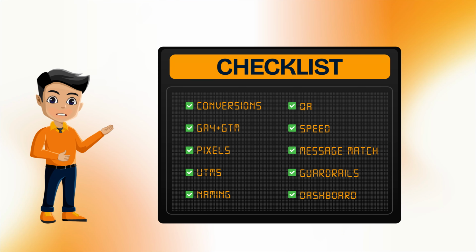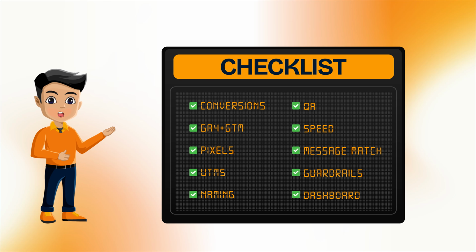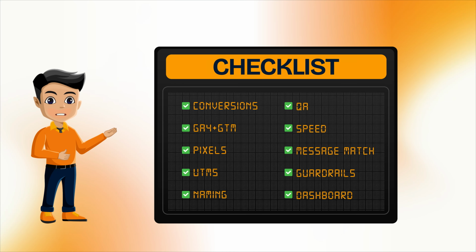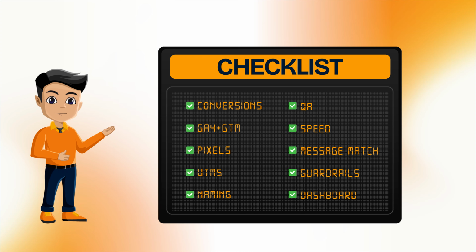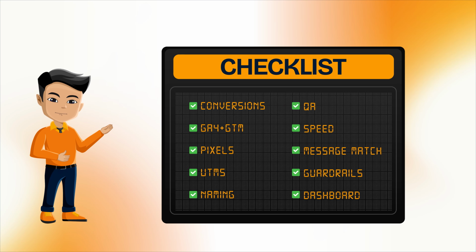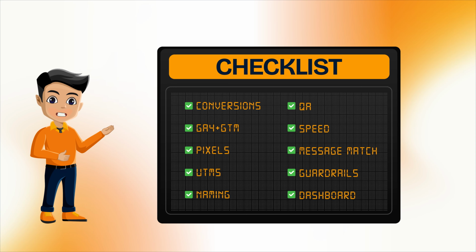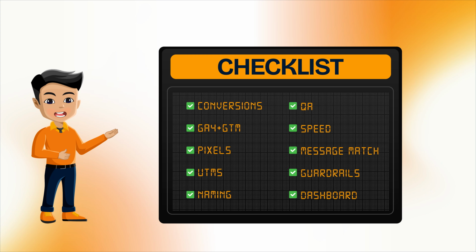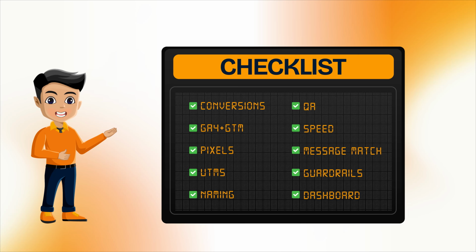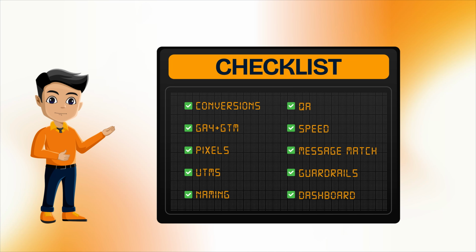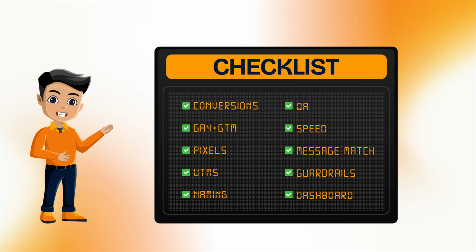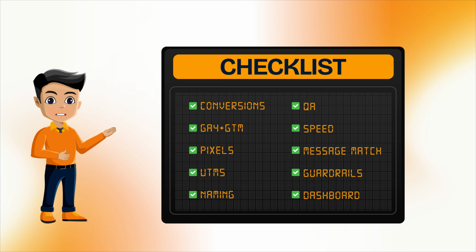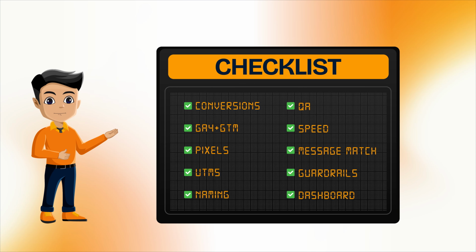4. UTM conventions, source/medium/campaign/content/term. Document once, use everywhere. 5. Naming, campaigns, ad sets/groups, ads, and LP variants get readable names with dates and hypotheses. 6. QA the funnel. Click through every path on desktop plus mobile. Test forms with a dummy email, confirm emails send and tags apply.